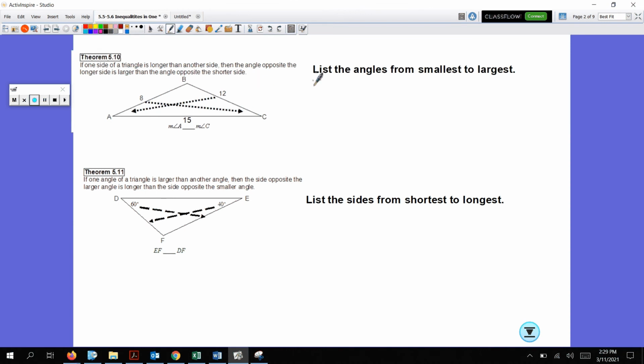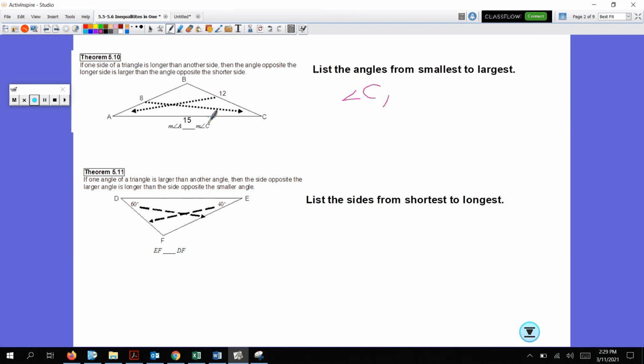So what we're first going to do is list the angles from smallest to largest here using this figure, okay? And we're going to use the length of the sides to determine who is the smallest and who is the largest and who's going to be in the middle, okay? So 8 is the smallest side here. The ray from 8 is pointing to C, so angle C is the smallest.